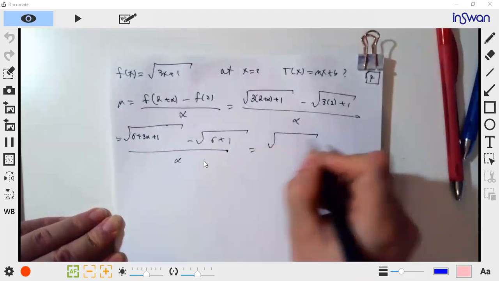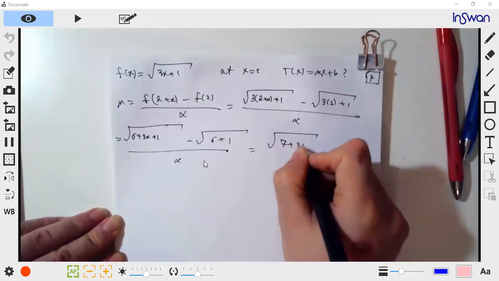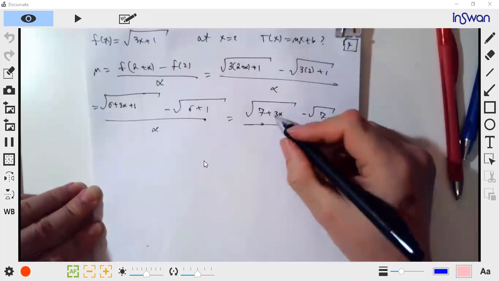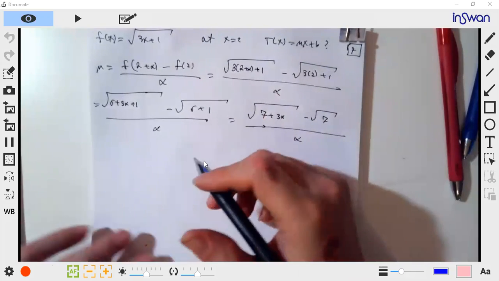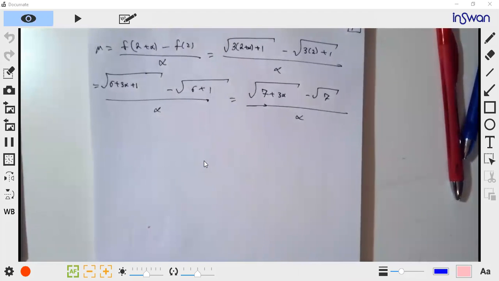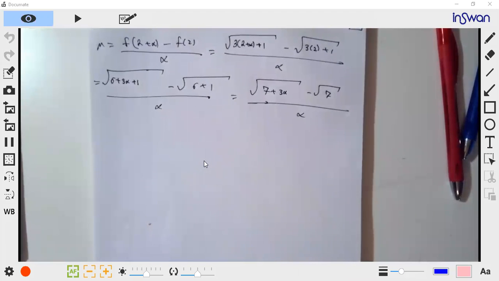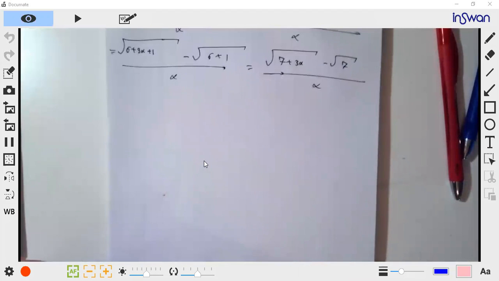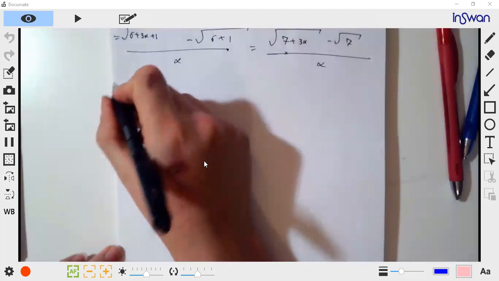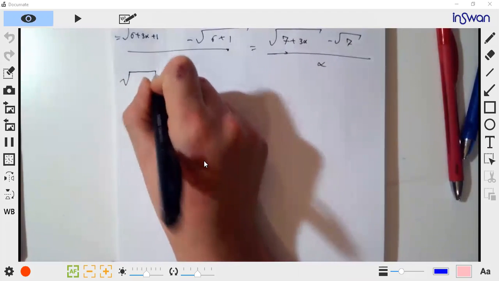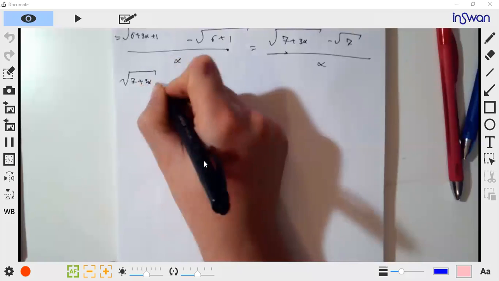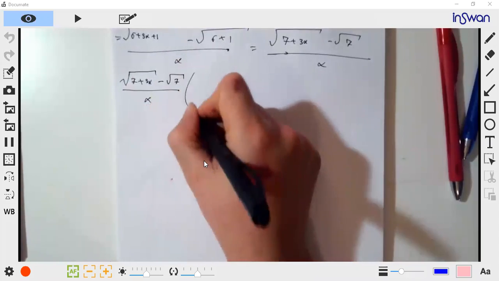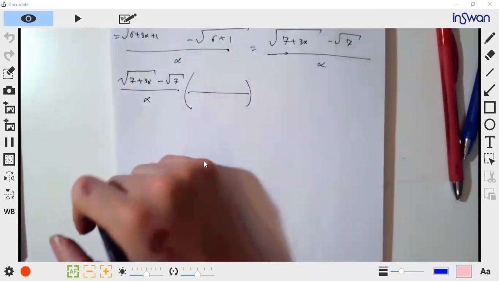This is equal to the square root of 7 plus 3 alpha minus the square root of 7 all over alpha. Do not approximate this to be the square root of 7 minus square root of 7, because that violates the approximation principle. So what we're going to have to do is multiply top and bottom by the radical conjugate. So this is the square root of 7 plus 3 alpha minus square root of 7 all over alpha, multiplied top and bottom by the radical conjugate.